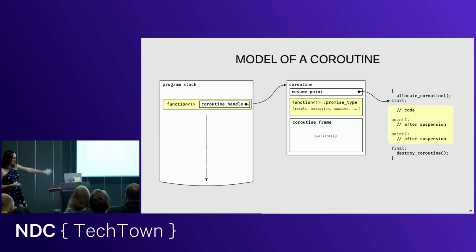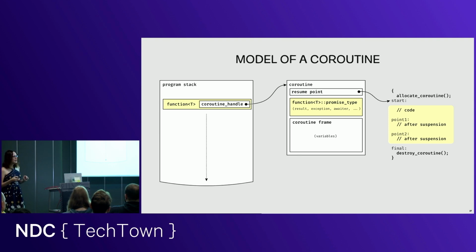Okay, but the model of the coroutine looks like this. You have the program stack, which is growing down, and somewhere there you have the function, because I'm writing a function which behaves as a coroutine which behaves as a function. And inside the function, there is a coroutine handle, which you can think of as just a pointer, like a void star pointer, pointing at the coroutine, which can be allocated somewhere. It can be on the heap, it can be on the stack. Don't think about it much. And in the coroutine, you have a resume point, which is a pointer to code where the coroutine will be resumed next time when you call resume. And there is the promise type, which can store the result, exception if you are handling them, awaiter, scheduler.